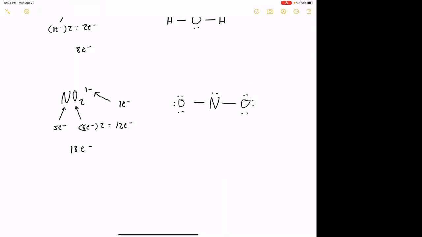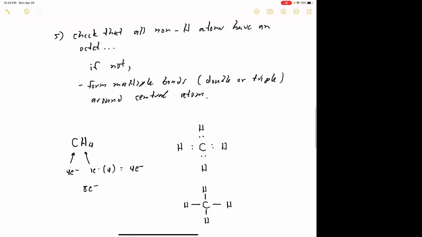I see 4 bonding electrons and 2 non-bonding electrons. That's 6, right? So has nitrogen satisfied the octet rule here? No, it hasn't. It's 2 electrons shy of an octet. But I've used all my electrons up. So now what do I do? That's where we go back to that last rule.